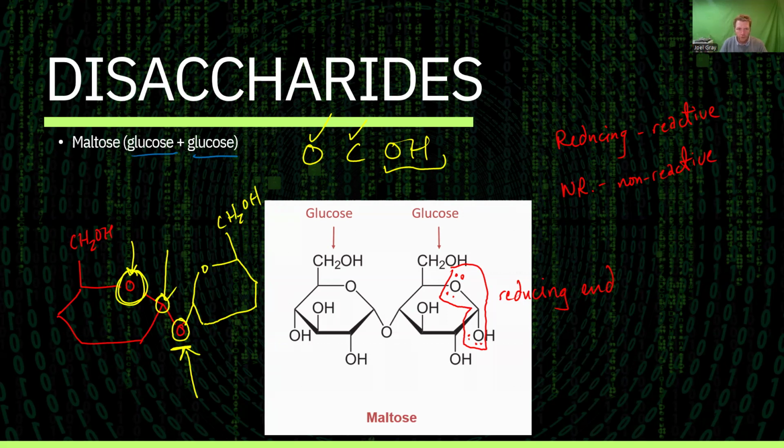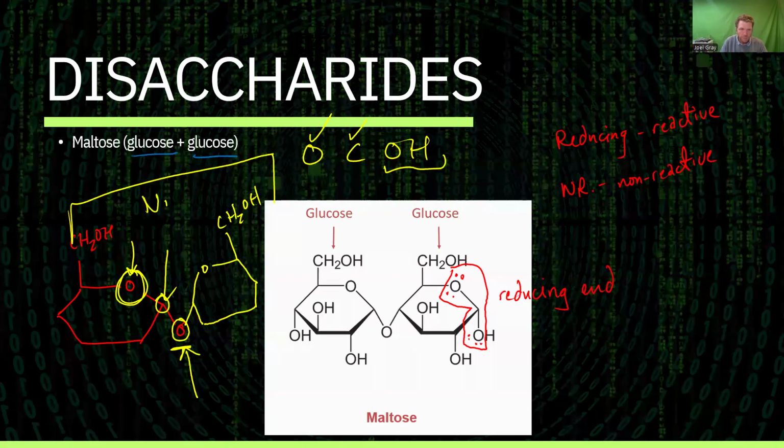Now, applying it to this sugar right here that I've just drawn. That's a non-reducing disaccharide. Because if I then flip this and say, okay, I've got two anomeric carbons, I'm going to look at both of them. O, check. C, check. Now I'm looking again for OH. Do I see that OH? I don't. Does that make sense?